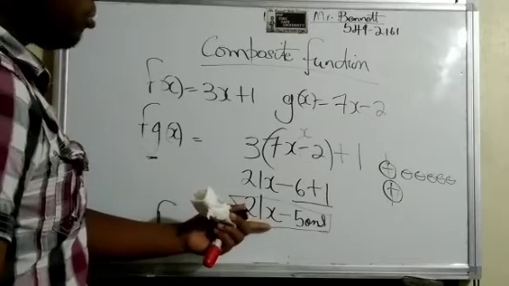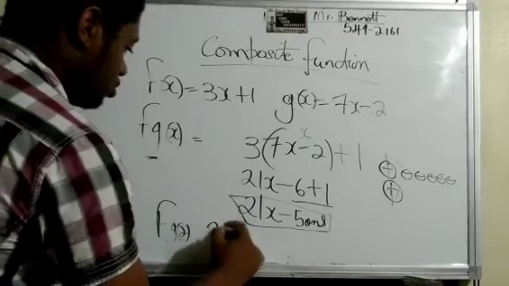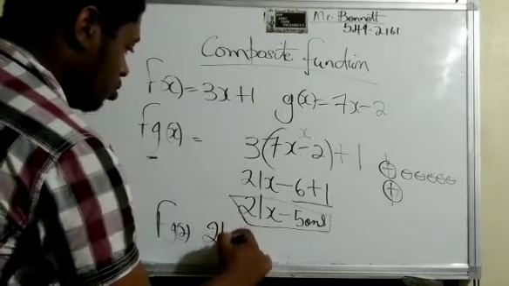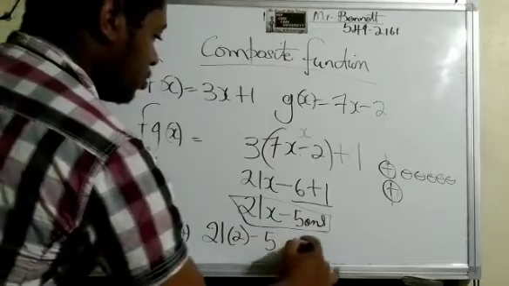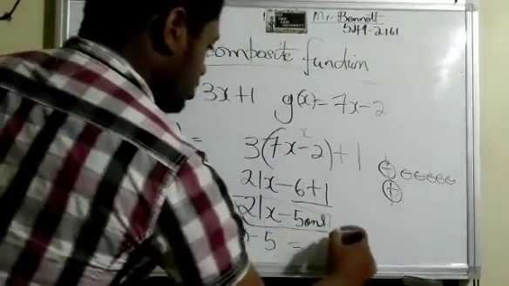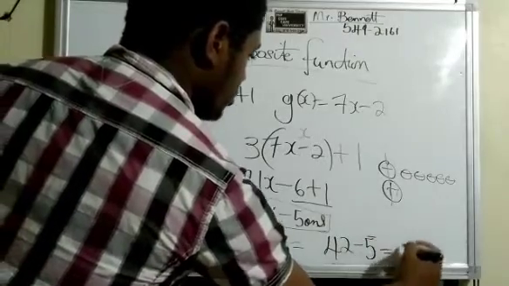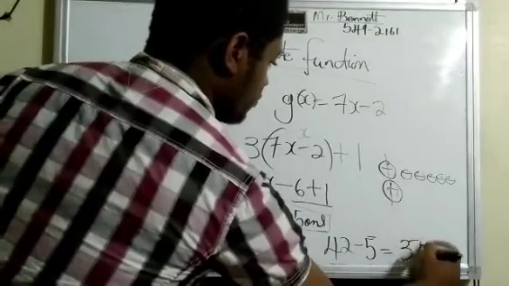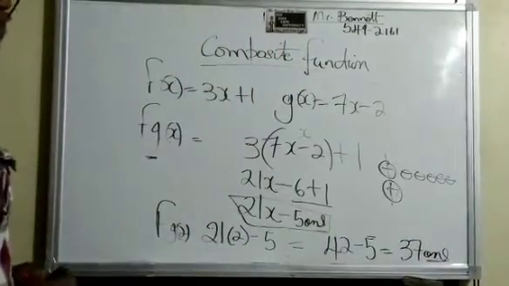Take this one that we completed and substitute 2 in the equation. So it will be 21 times 2 minus 5, which works out to be 2 times 21 is 42, minus 5, that would be 37. So your answer would be 37.